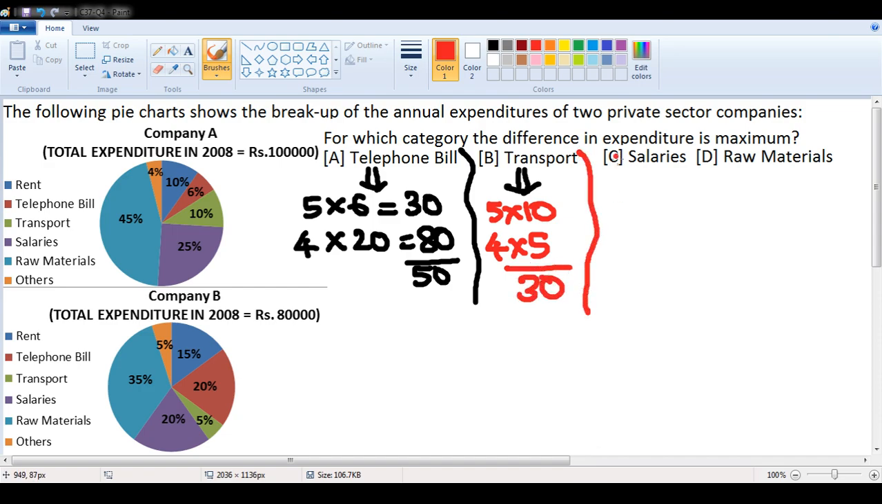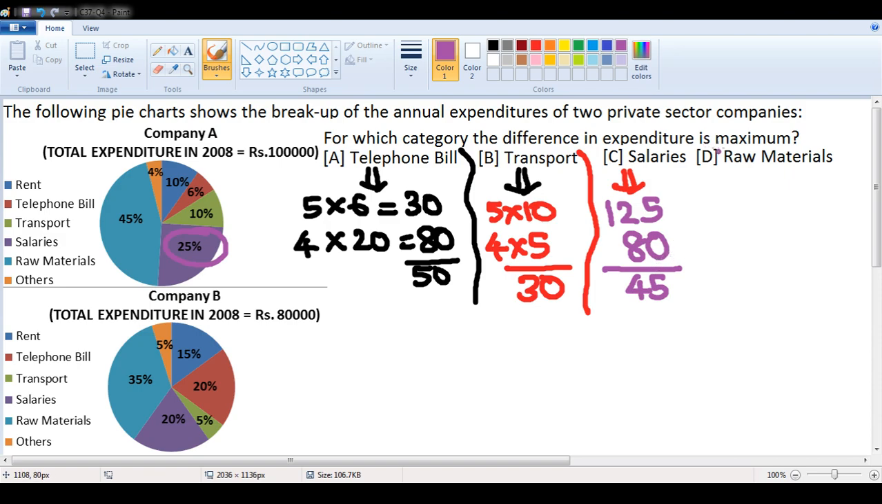And the third one is salaries. Salaries is given in purple color. So it is 5 into 25, 125. 4 into 20, 80. What is the difference? Difference is 45. Right? So yes, difference is 45.